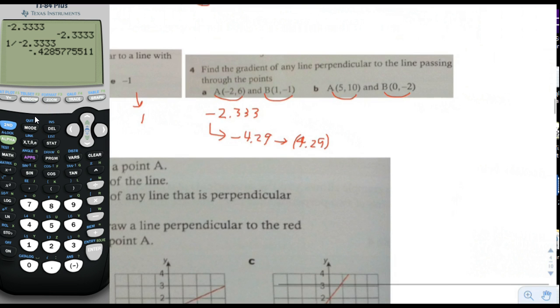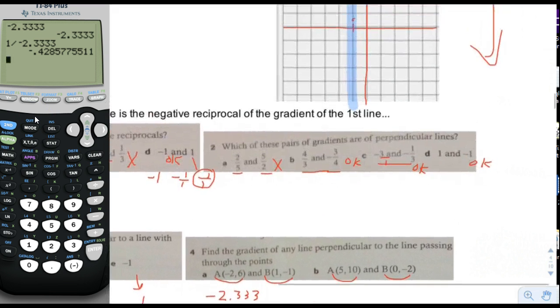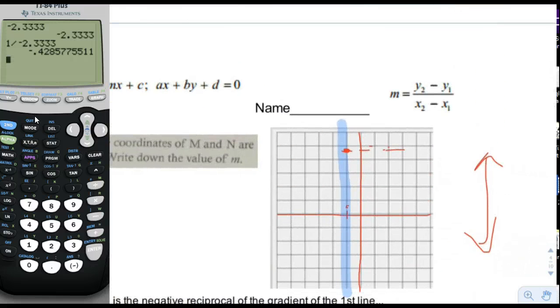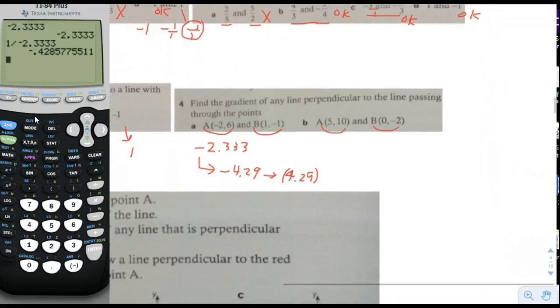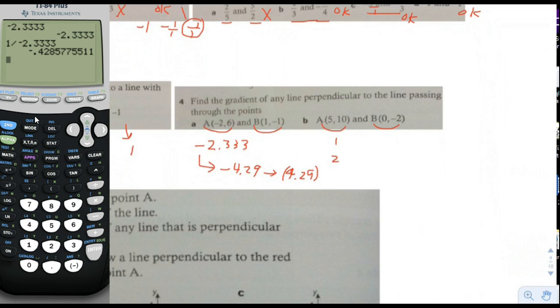Okay, now I'm going to show you how to do the next one. I'm just going to use the formula. The formula is this, remember? So what you could do is say, okay, I'm going to have point 1 and point 2. I have an x-coordinate, a y-coordinate. I'm just going to write them down here: 5, 10, and 0, negative 2. Okay? And so I'm going to say, hey, y2, negative 2, minus y1, 10, divided by x2, 0, minus x1, 5. And that's going to be my original gradient.